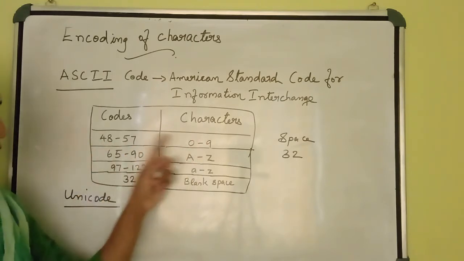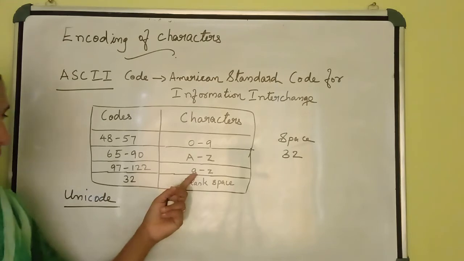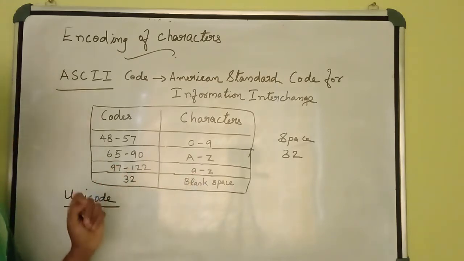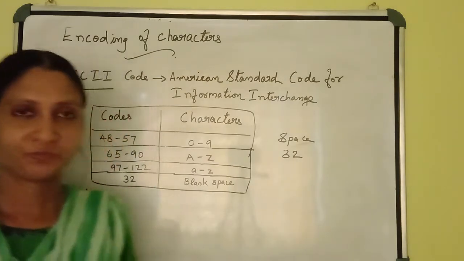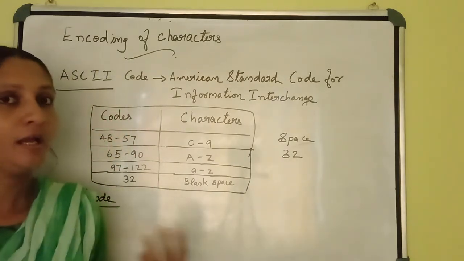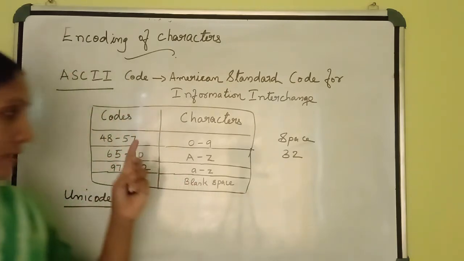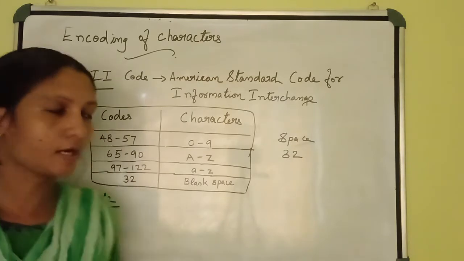Again I am saying, 0 to 9 is 48 to 57, capital A to Z is 65 to 90, small letters a to z is 97 to 122, and blank space represents 32. You have to study this one. This is very important, and each character works according to these numeric values. This is related to Java.